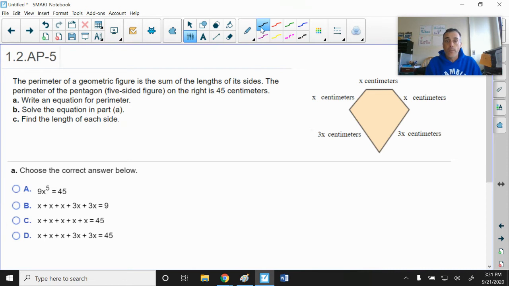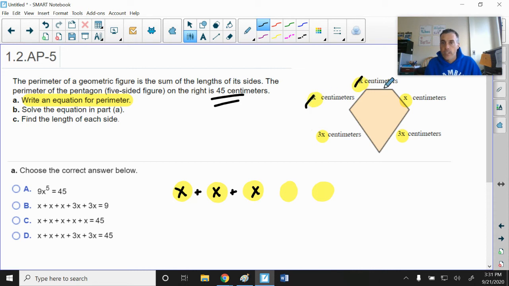Moving on, we have a problem that says the perimeter of a geometric figure is the sum of the lengths of its sides. The perimeter of the pentagon, 5-sided figure, on the right is 45. So what I'm going to think about when I want to write an equation is I'm going to have to add up all of these lengths and say x plus x plus x plus 3x plus 3x is equal to something. It's going to be equal to 45. So my first thought is just writing that equation.